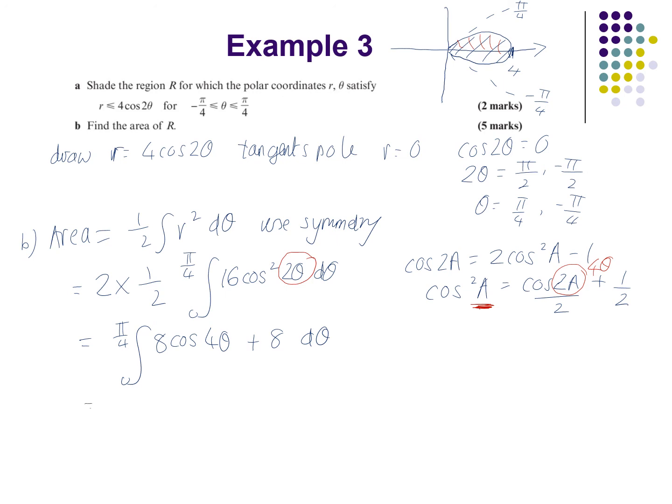Right. Let's do our integration then. Cos 4 theta goes to sine 4 theta. Do remember the over 4 though. And the 8 goes to 8 theta. Pop in our limits. 8 divided by 4 gives us 2, so I get 2 sine of pi plus 2 pi, minus 0 for both bits. Sine of pi is 0, so what do I end up with? My answer is 2 pi.